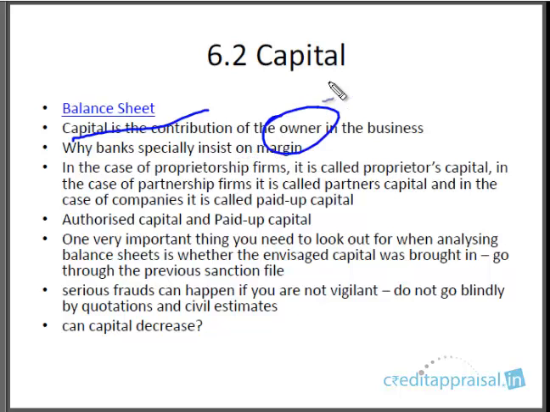It's the contribution of the owner in the business. You should first of all understand why banks insist on margin. You have to understand the term margin. Margin is nothing but the promoter's contribution. We'll first of all see why banks insist on margins, right?